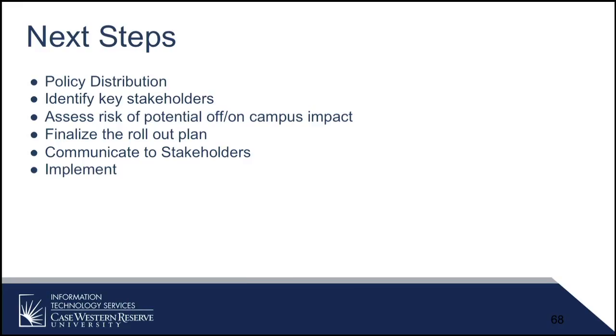So next steps, obviously we have to distribute the policy and share it with the campus community. We are working to continue to identify key stakeholders throughout the campus in terms of some of the buildings that are in the near future and longer term. We'll continue to assess risk of potential off and on campus impact, and we'll finalize and share the rollout plan and communicate to our stakeholders and get this implemented in our time frame, and hopefully give the campus, by this Default Protect project, a safer campus environment for the network.